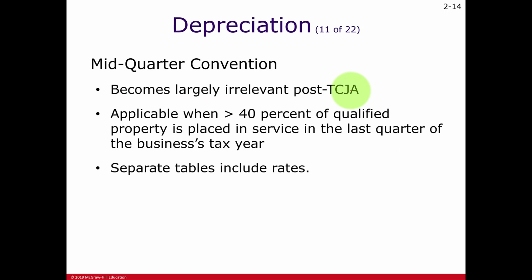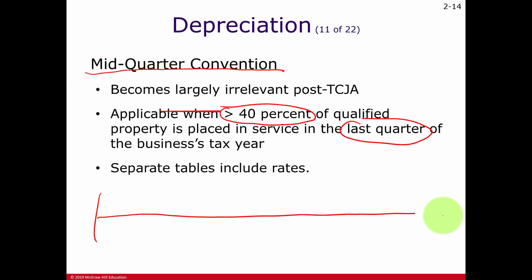Now, if you buy a lot of the personal property in the last quarter of the year, that's October, November, December if you're using a calendar year. When you buy a lot, meaning more than 40% of your personal property during the year is bought in this last quarter, then you cannot use that half year convention. You're going to use something called a mid-quarter convention.